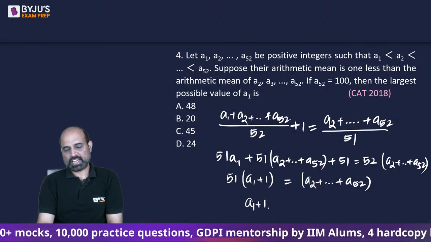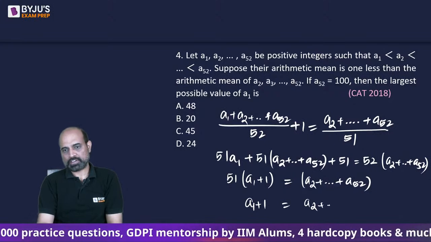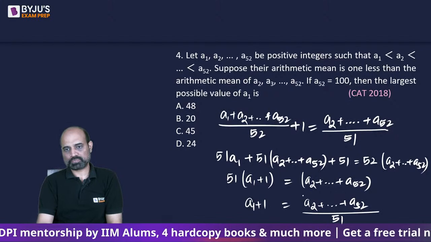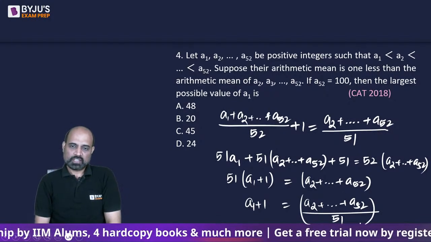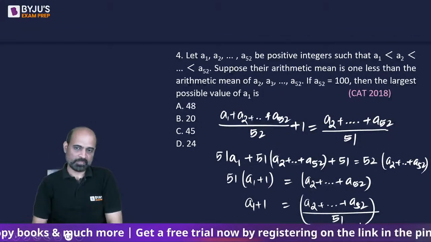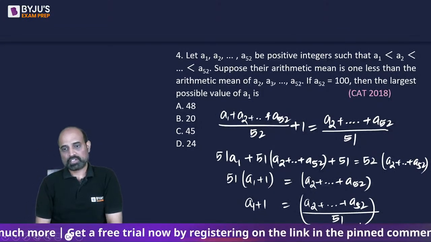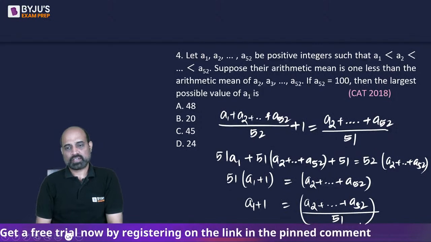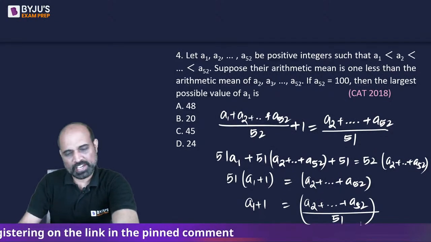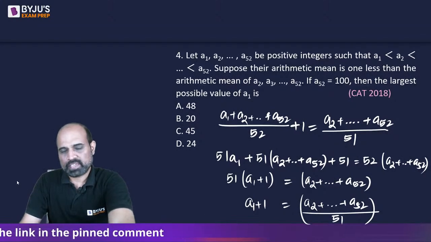So we can write that a1 plus 1 is equal to the average of all the numbers from a2 to a52. So this is something we have got, and the last value has a limitation. It is 100. And if that is 100, to what extent can we have a1 here? What can we do in this?